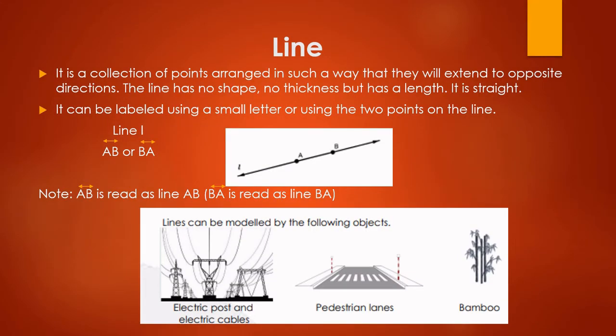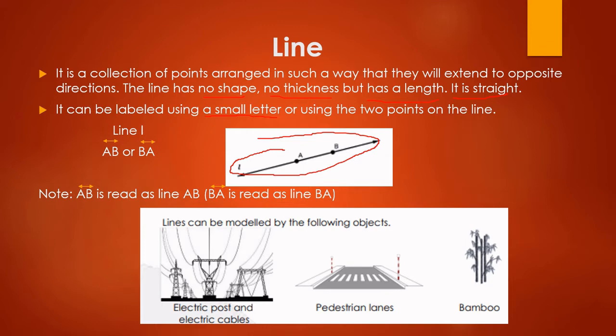Okay? The next basic term is a line. A line is a collection of points arranged in such a way that they will extend to opposite directions. The line has no shape, no thickness, but has a length. So yung length niya extends indefinitely on both sides. So it is straight. Let's say for example, we have here an illustration of a line, which is named as line L.